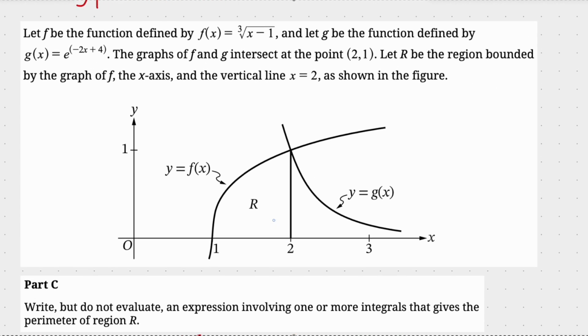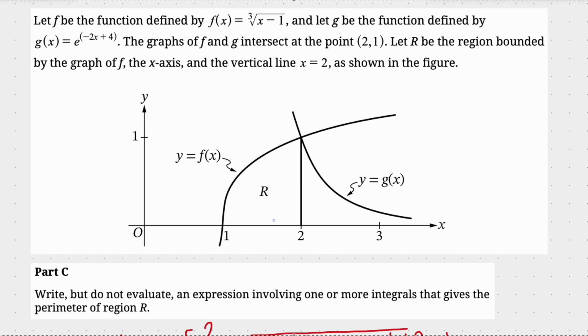All right, part C, now we're doing perimeter. This is interesting. So perimeter: length of that line, length of this line, length of, this is not a line, I guess it's a curve.